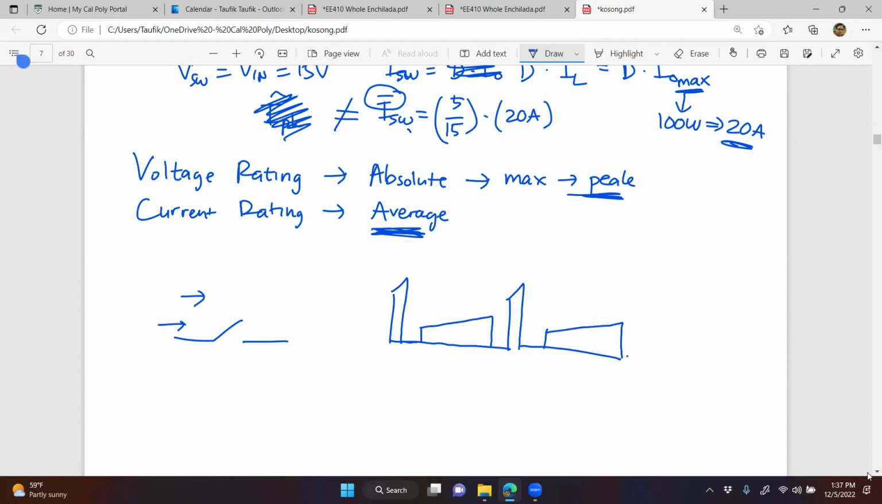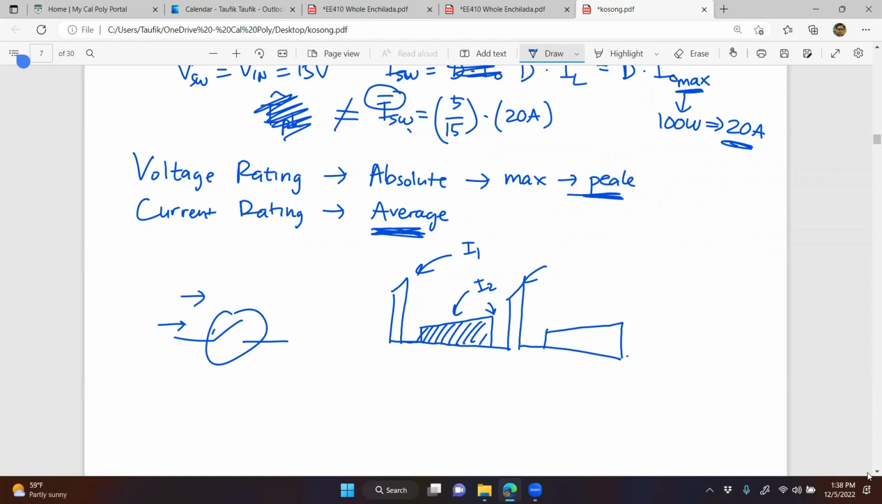There. Which one do you think is going to heat up more? First current or second current? The second one. Exactly. Why? Because it has a higher average, it's longer. Exactly. Because the device is experiencing more current here, even though the peak is less than the first peak. See that? That's why we don't use peak value for current rating of device.